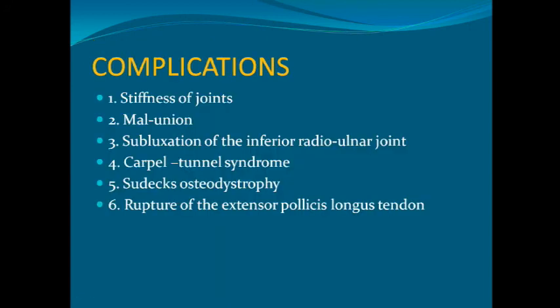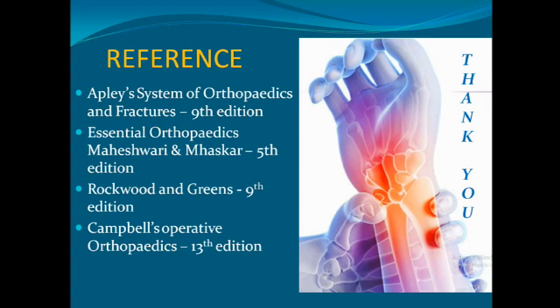So what are the complications of Colles fracture? There may be stiffness, malunion, subluxation of the inferior radioulnar joint, carpal tunnel syndrome, Sudeck's osteodystrophy, rupture of extensor pollicis longus tendon. So these are the complications. Most frequently you get a malunited Colles fracture. If it is not properly reduced, we get malunion. So malunion is very common. That's all about your forearm fractures.